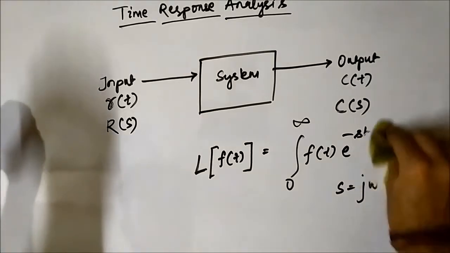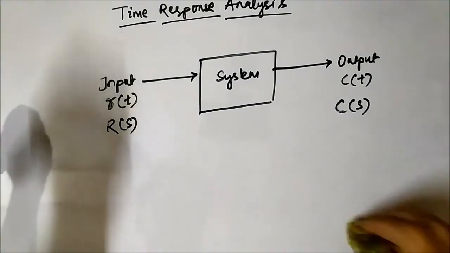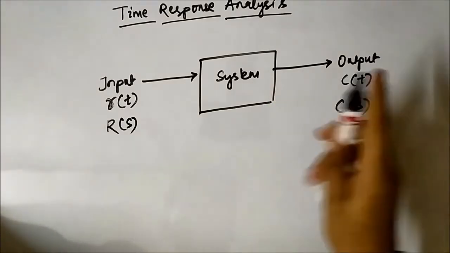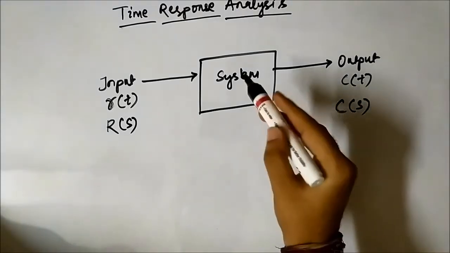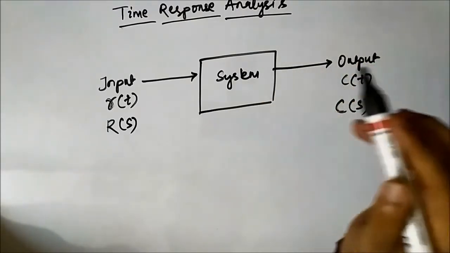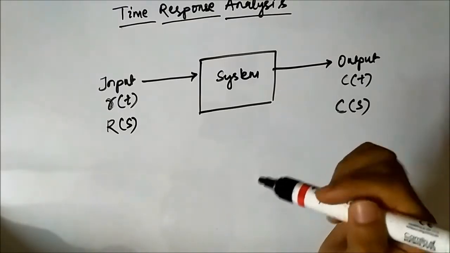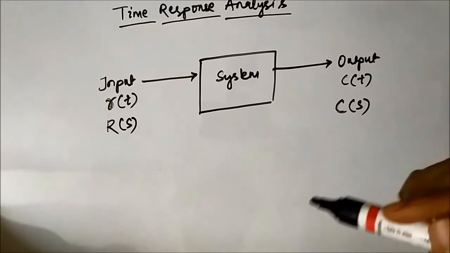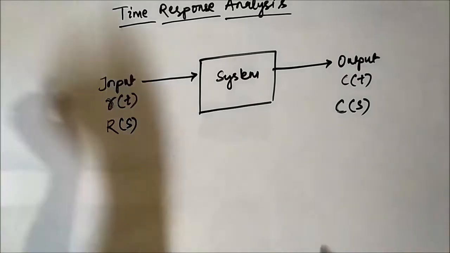So the study of the output of the system is time response analysis. Now why is it important? Suppose we have an unknown system, we do not know its features, we do not know its characteristics. So how to evaluate it? In order to understand an unknown system, time response analysis is used.